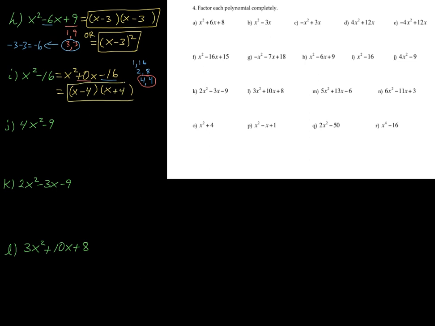And we can easily check that this is working by just multiplying it back out. We'll get x times x is x squared. We get a positive 4x minus a 4x. There's your 0x middle term. And then lastly, minus 4 times positive 4 is our minus 16.